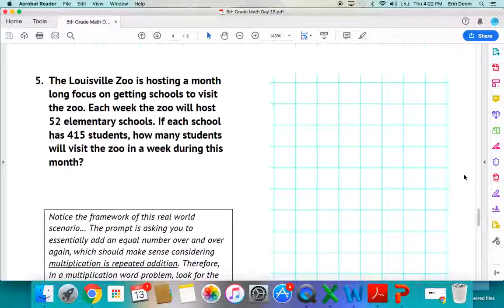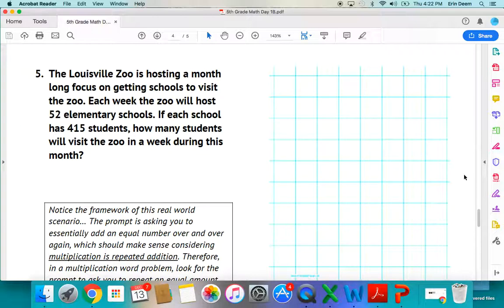Number 5, the Louisville Zoo is hosting a month-long focus on getting schools to visit the zoo. Each week the zoo will host 52 elementary schools. If each school has 415 students, how many students will visit the zoo in a week during this month?